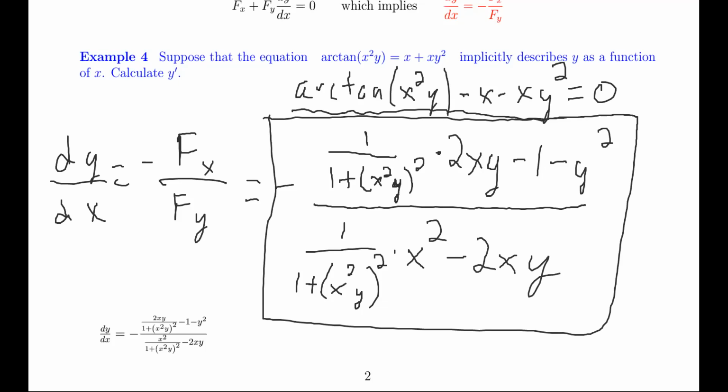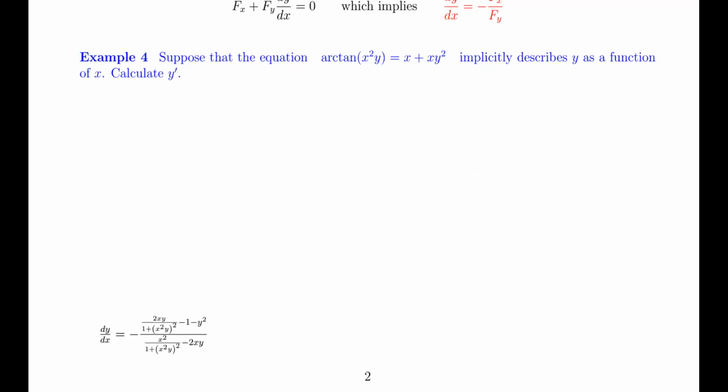And you could just do this in the way that you knew how from the first class, and see if you get the same solution. All right. Let's go on and do a couple more examples.